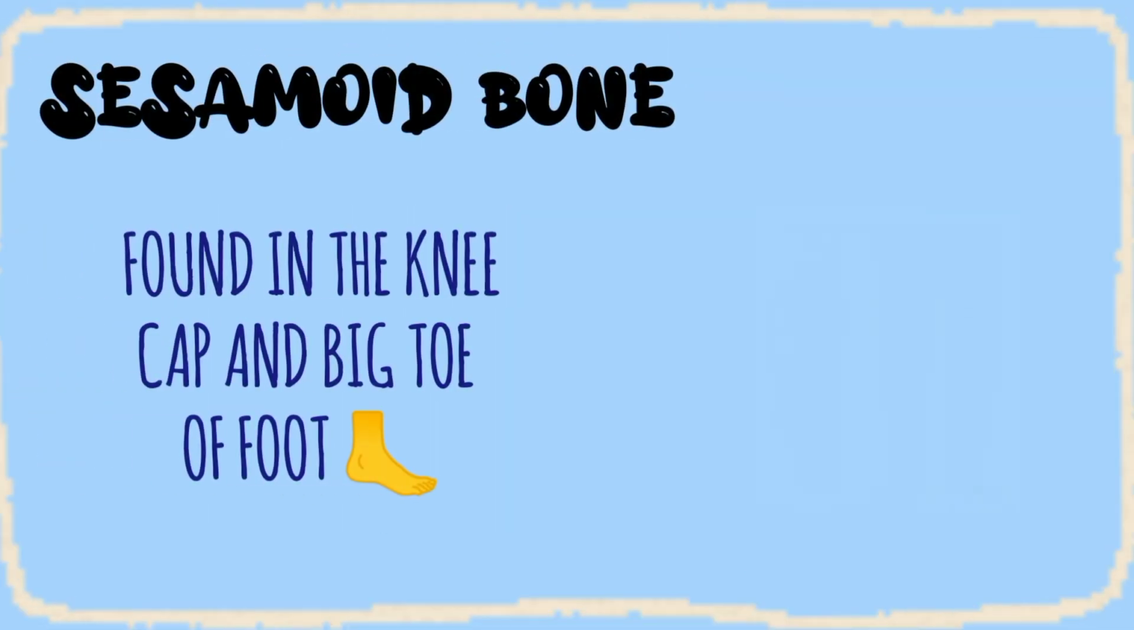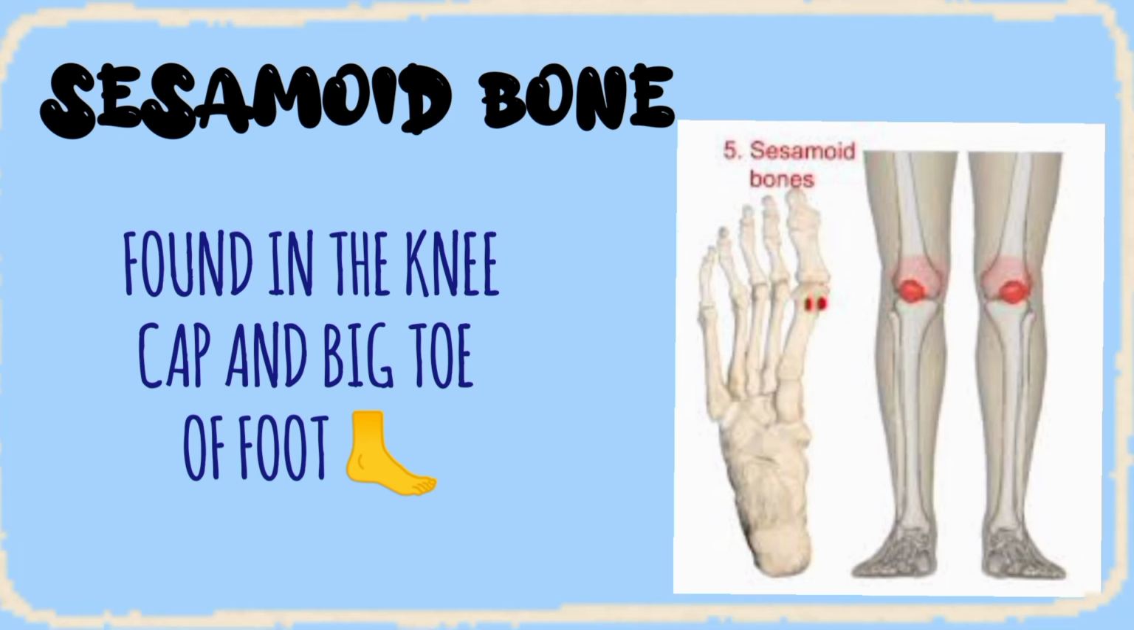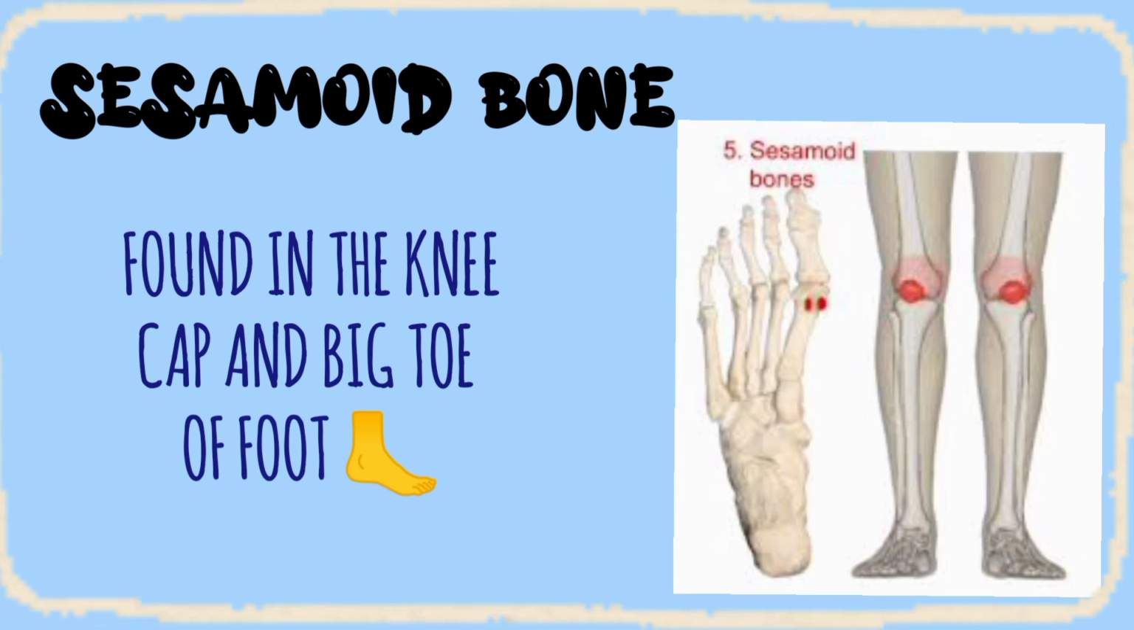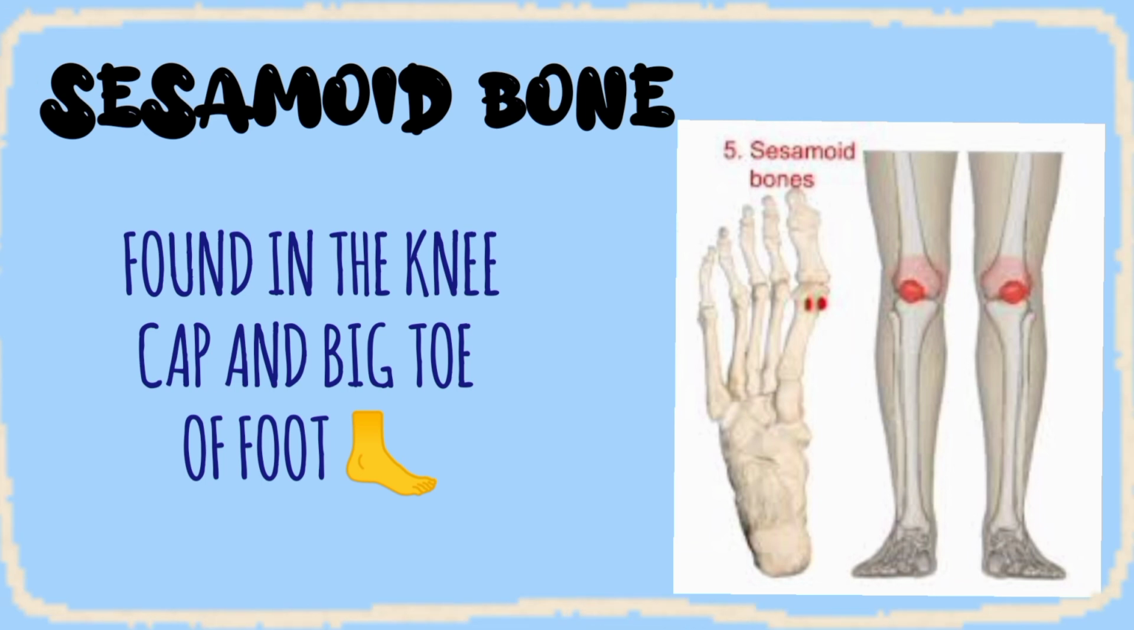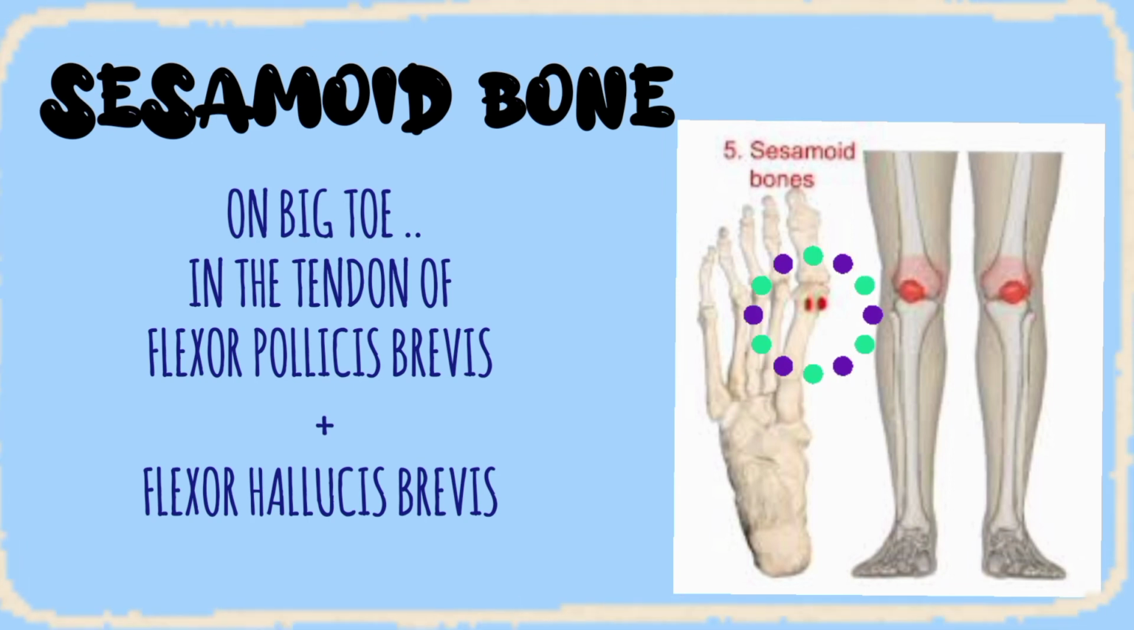So the last one is the sesamoid bone. The sesamoid bones are the bones which are present in the tendon of a muscle. If we take a look at the diagram, we can see that on the foot we have a sesamoid bone present on the big toe only. It is present in the tendon of the flexor pollicis brevis and flexor hallucis brevis.